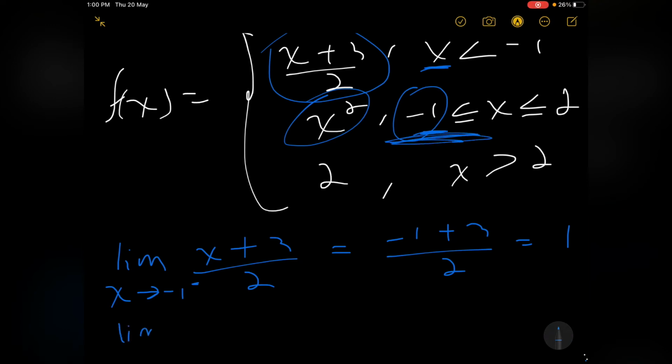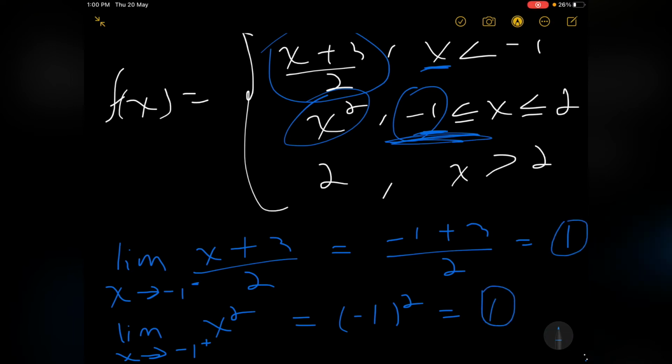So the limit of x squared as x approaches -1 from the right, if we directly substitute -1, we would get 1, because (-1) squared is 1. So that's one test. We see that the limit of this function exists and it is equal to 1. The next test we want to do is test to see if f of -1 is equal to this. So let's do that.